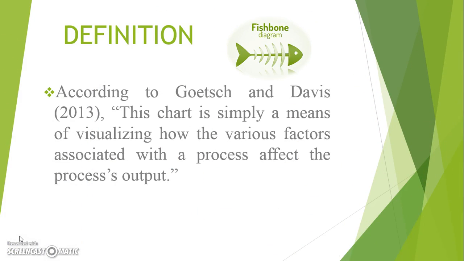A brief definition of the cause and effect diagram. This chart is simply a means of visualizing how the various factors associated with a process affect the process's output. The cause and effect tool enables a team to focus on the content of the problem rather than its history or the differing interests of team members. It also creates a snapshot of the collective knowledge and consensus of a team around the problem and focuses the team on the root of the problem.